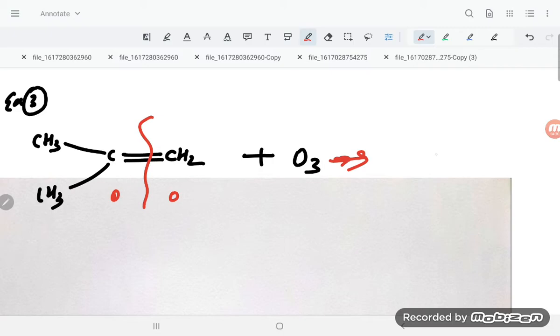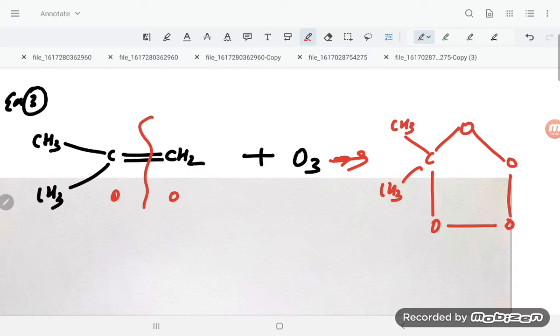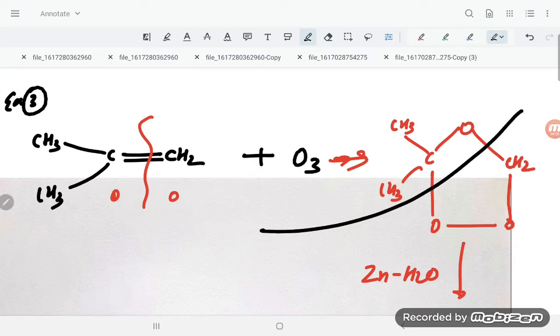If you see, CH3 will be as it is, CH3 will be as it is, and here will be the oxygen, here will be oxygen, downside oxygen, here is oxygen. Here there will be carbon, and this will be the CH2. What will happen here if you take Zn/H2O? You can check it out, students. This bond is splitting.